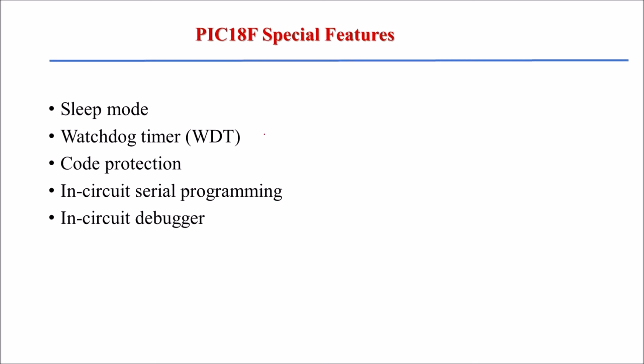The special features are also available in PIC microcontroller, that is sleep modes are there, watchdog timer is there, code protection is available, in-circuit serial programming is available. That means whenever our IC is in circuit, we can download or erase our program. In-circuit debugger is also available. Whenever our program is executing in the controller, we can debug it. We can check the contents of registers and memory locations. So that is also available.